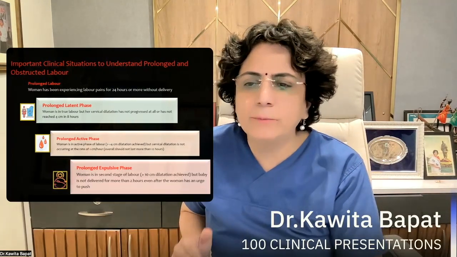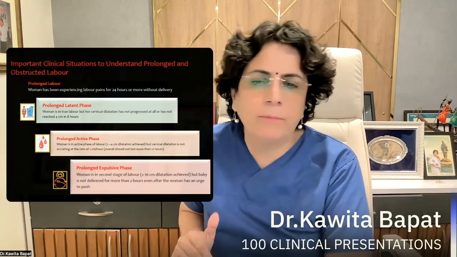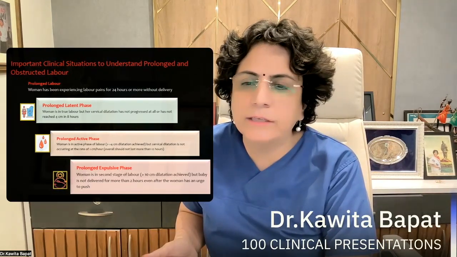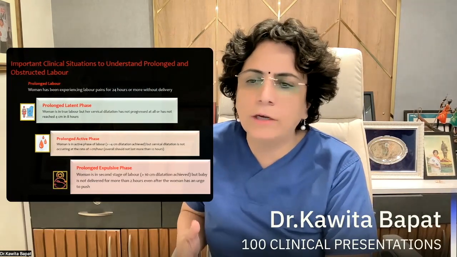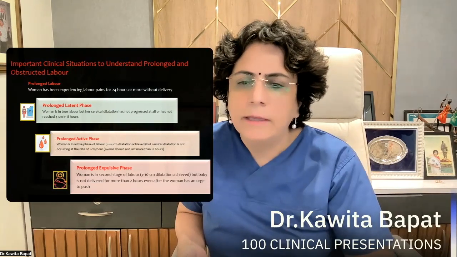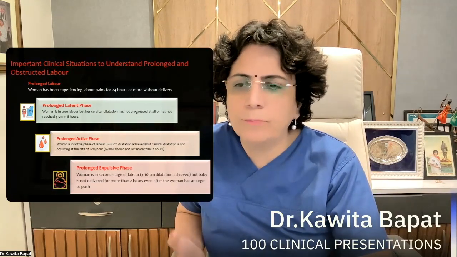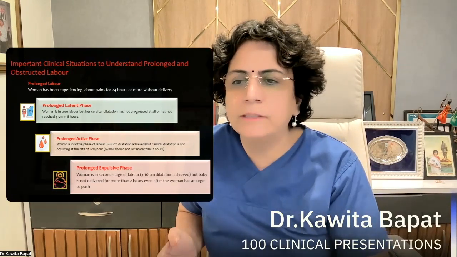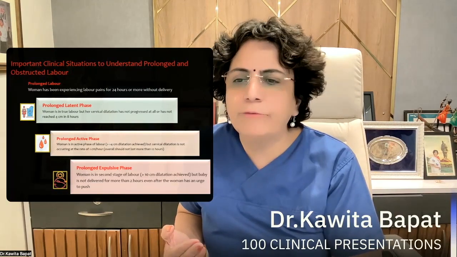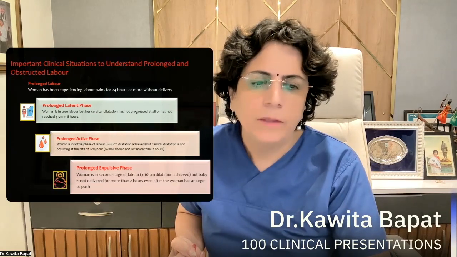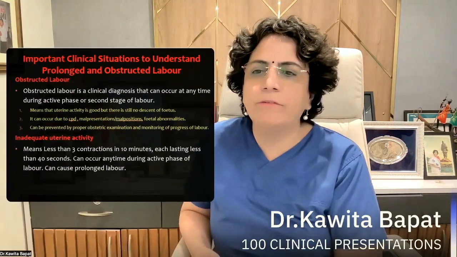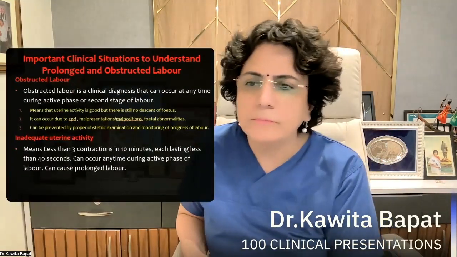And the prolonged expulsive phase is when the woman is in the second stage of labor, dilatation is 10 centimeters, but the baby is not delivered for more than 2 hours. The woman is urged to push; she is pushing, but she is not able. So these are the 3 differences: prolonged latent phase, prolonged active phase, and prolonged expulsive phase. This is another important point when we talk about obstructed labor.